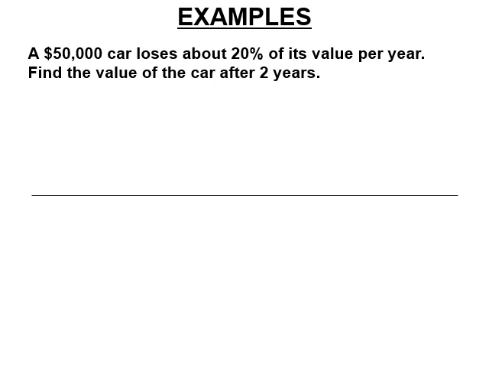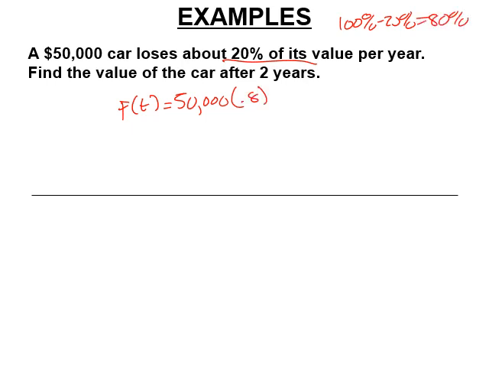All right, so a $50,000 car loses about 20% of its initial value per year. Find the value of the car after 2 years. So it follows an exponential function. And so it starts at 50,000. You're going to want a calculator. Now, it's 20% less per year. So where are we going to be? We're going to be at 80%. So this is 0.8. In 1 year, it would be t equals 1. In 2 years, it'd be t equals 2.